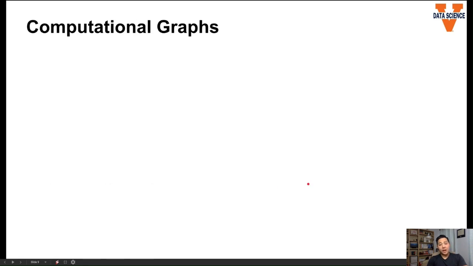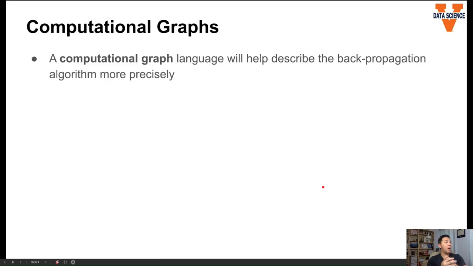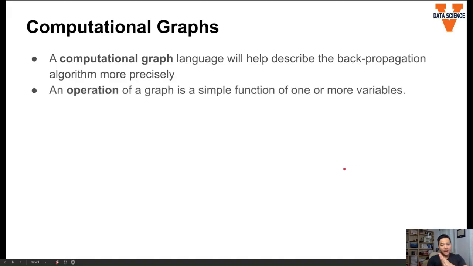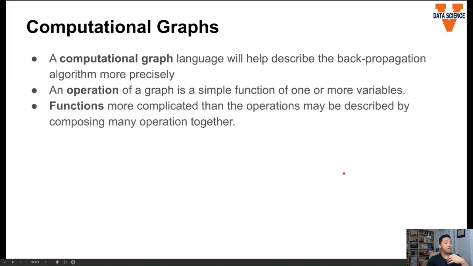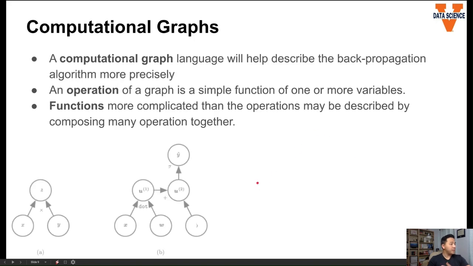Now, in order to understand or represent backprop a lot more precisely, we have to introduce you to the computational graph language. And it may feel intimidating. It's really not. You can think about it as operations between nodes in the graph, with one or more variables, and if the function is complicated, it can be broken down into simpler operations and then composed together. Right? So we've actually seen this many times before. We may not have called it a computational graph, but here we go.